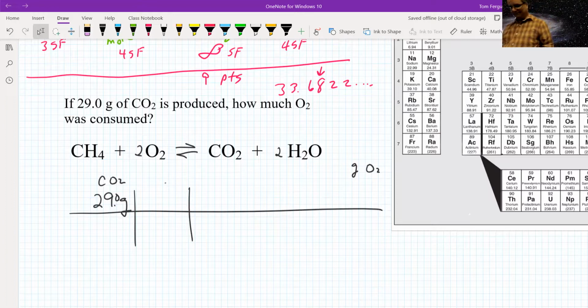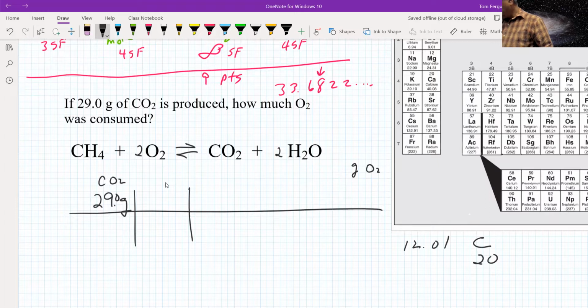But I forgot. So. All right, so the molar mass for carbon dioxide is we have 1 carbon, 2 oxygen. Carbon is 12.01. Oxygen is 16 apiece, so that's 32. Then that's 44.01.